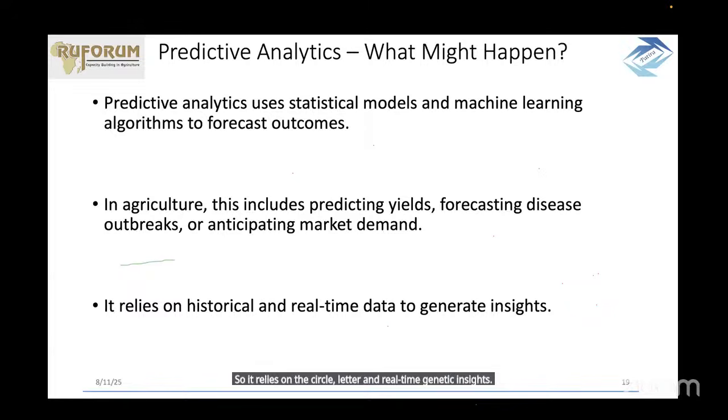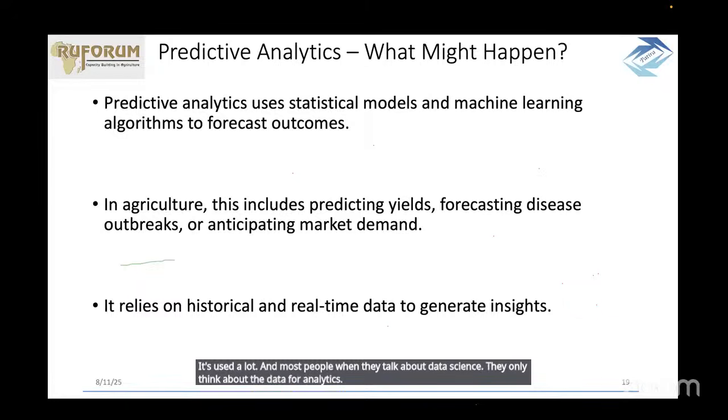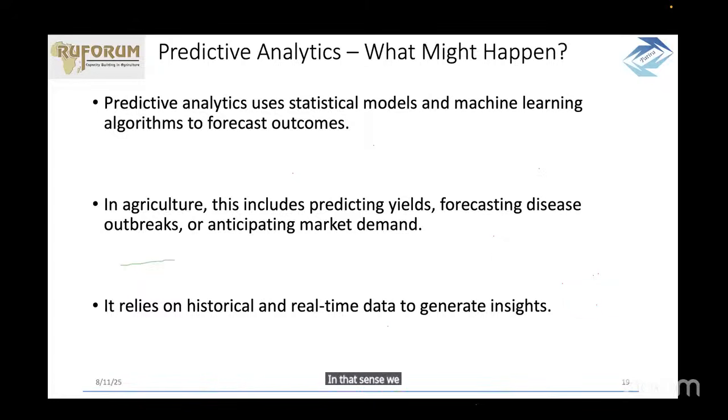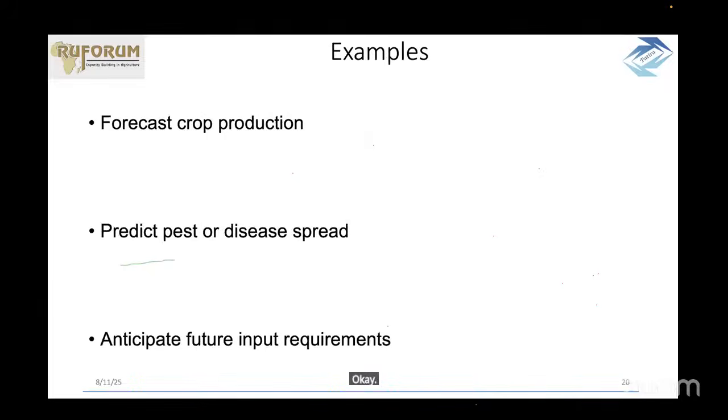So in data science, predictive analytics is used a lot, and most people, when they talk about data science, only think about predictive analytics. No, in data science we have those four analytics, and you have to go step by step. Examples in crop production include predicting pest and disease spread and anticipating future input requirements. Okay, let's go back to locusts.